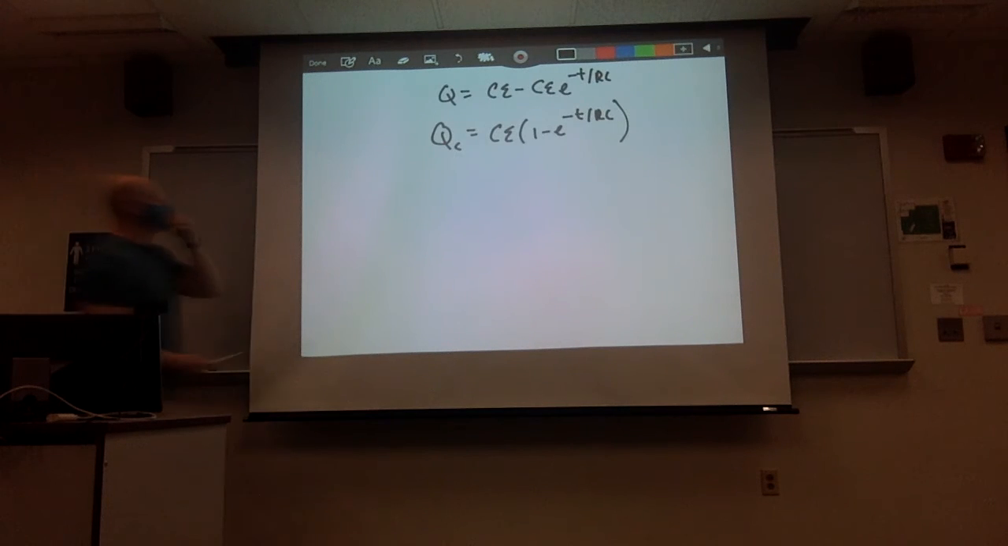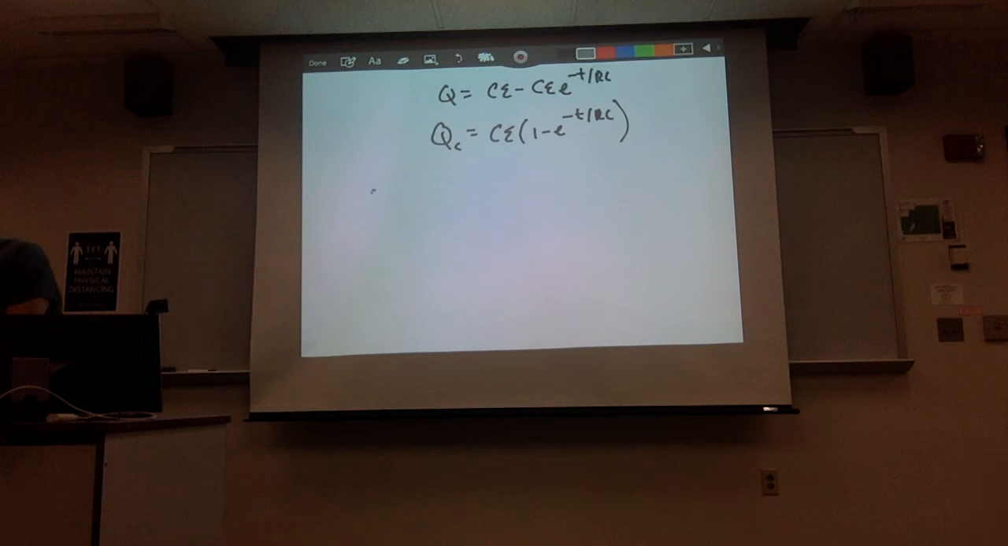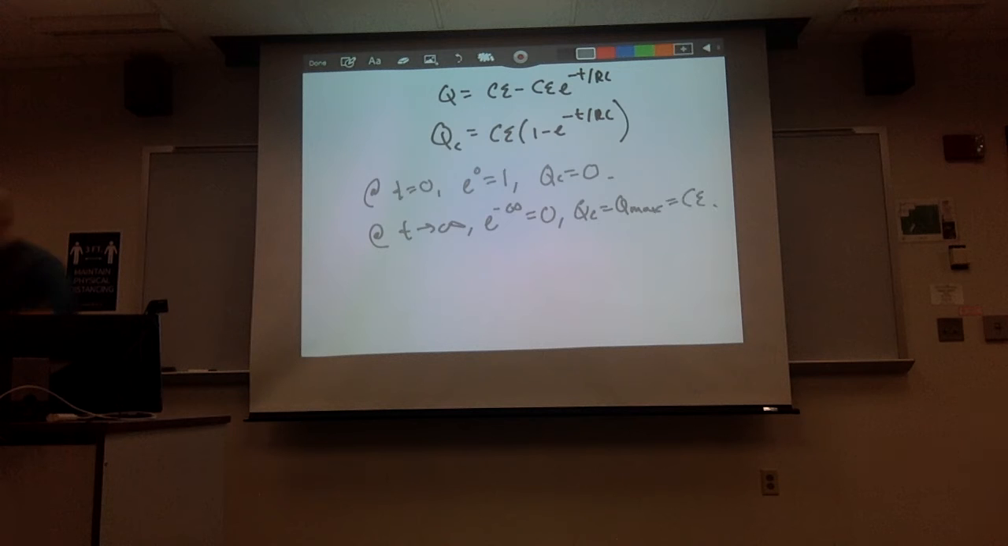So again, what this thing says is at t equal to 0, we have e to the 0 equal to 1. So in this case, my charge on the capacitor is equal to 0. As t goes to infinity, we have e to the negative infinity, which is equal to 0. In that case, we have Q_C equal to Q max, which is equal to C times E, which we know has to be true because we know that charge is equal to capacitance times potential. So in this case, all the potential is going to be across the capacitor with 0 potential across the resistor because there'll be no current flowing.